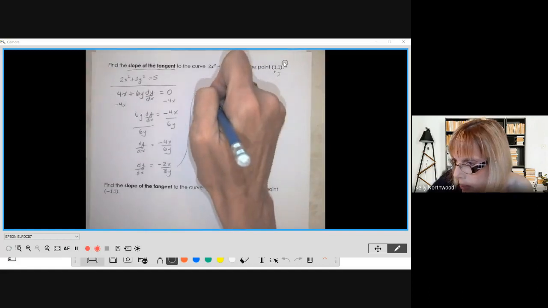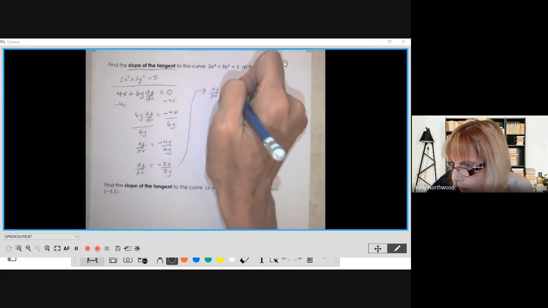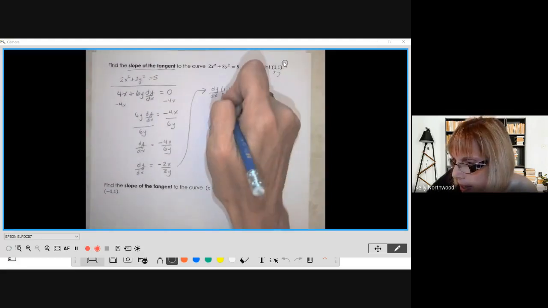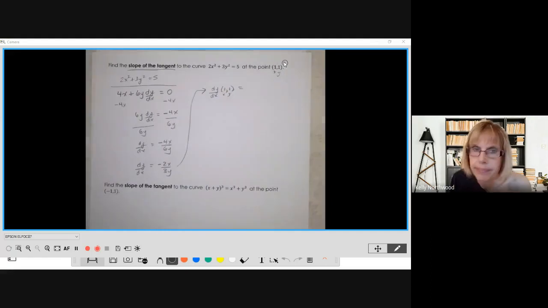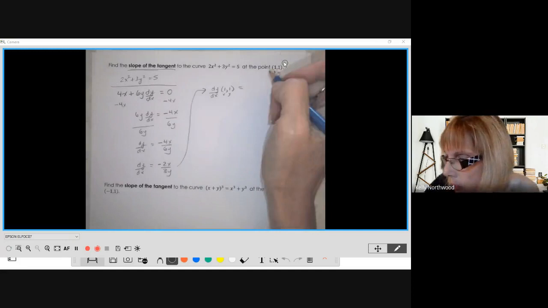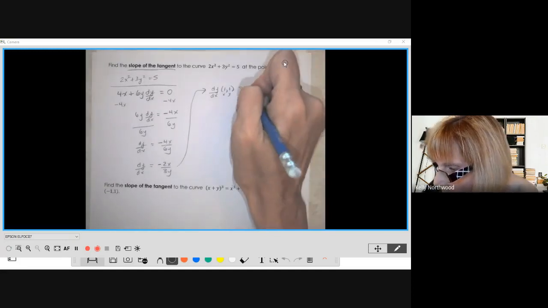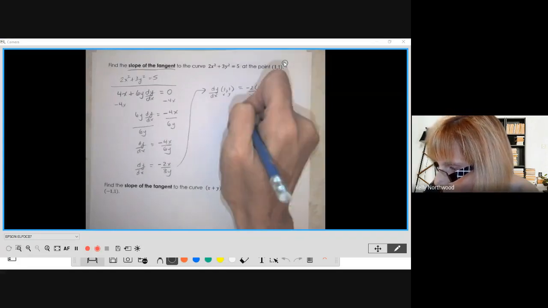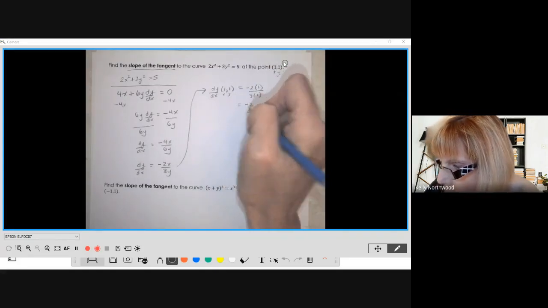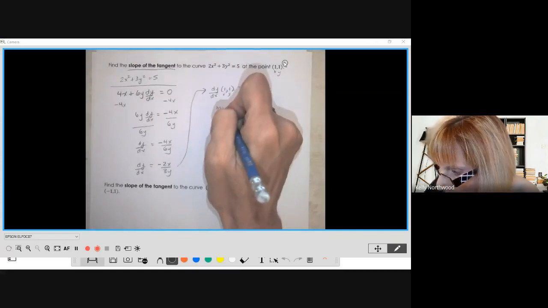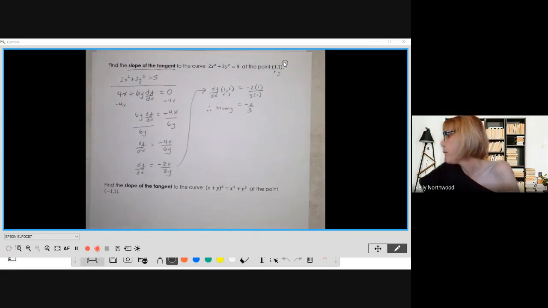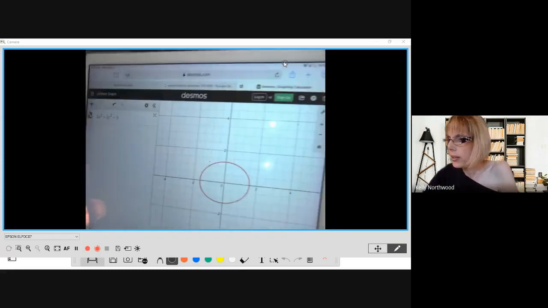So we want the slope of the tangent at the point 1, 1. So that's x being 1, y being 1. In this case, it doesn't matter because they're both 1, but sometimes make sure you substitute them into the right spots in the equation. So negative 2 times 1 over 3 times 1 is negative 2/3. I'll write m tangent here. So therefore, m tangent is negative 2/3, which makes sense to our picture here.